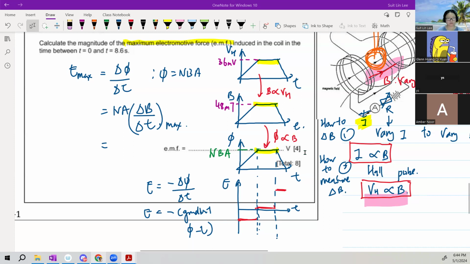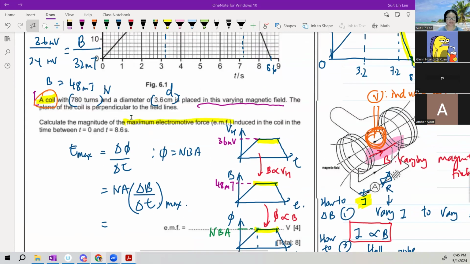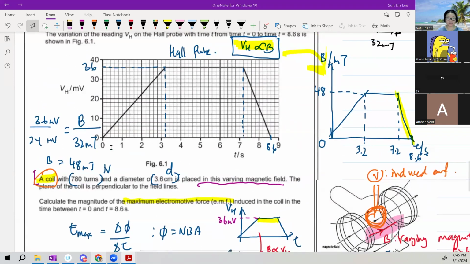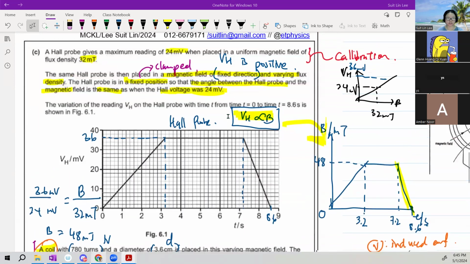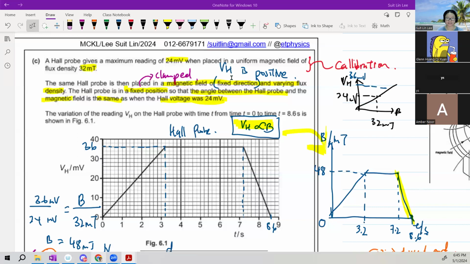Is the current alternate? Which current? Current in the coil or induced current in the orange coil? Which, the black color coil or the orange coil? The black one. The black one, the current is not AC because VH didn't change polarity.